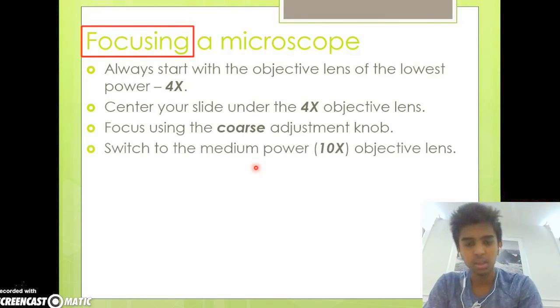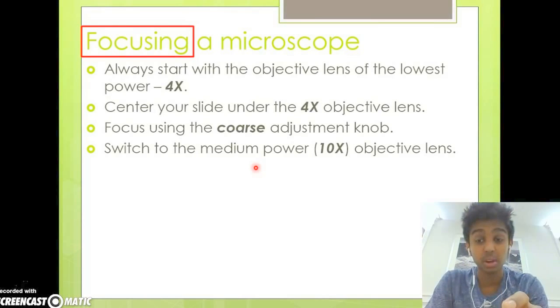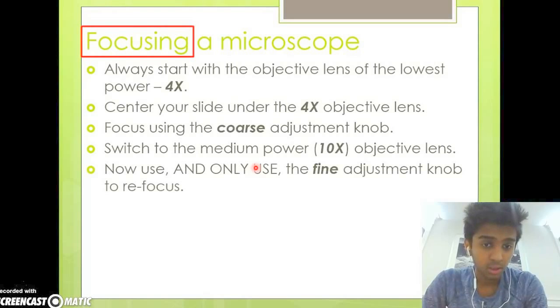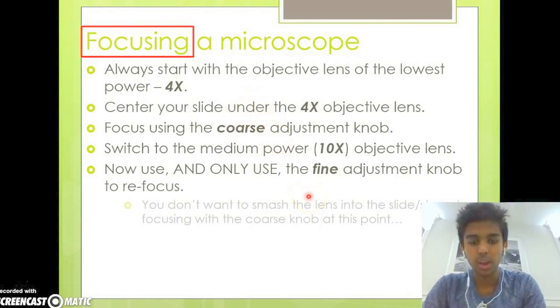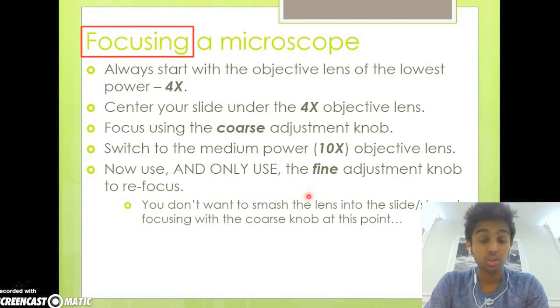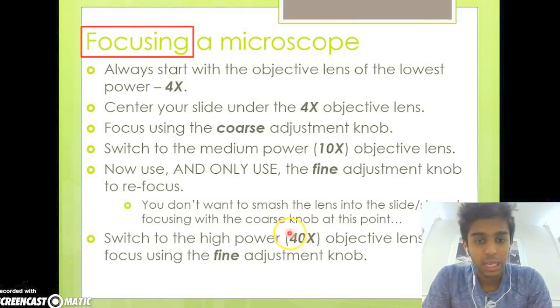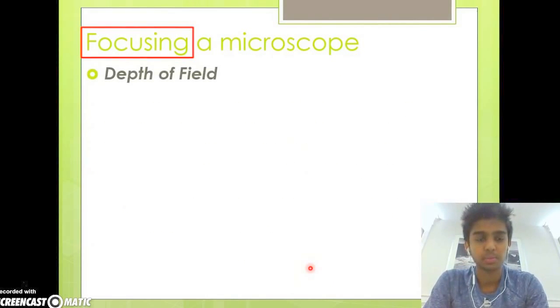Then you switch to the medium power, and you do the same thing. Focus using the fine adjustment knob to make sure you can see it really, really clearly. So now use only the fine adjustment knob. The first time you use the coarse focus knob, and then the next time you use the fine adjustment knob. And now the last one, you don't want to smash the lens into the slide stage by focusing with the coarse knob at this point. You switch to the high power and you refocus using the fine adjustment knob.